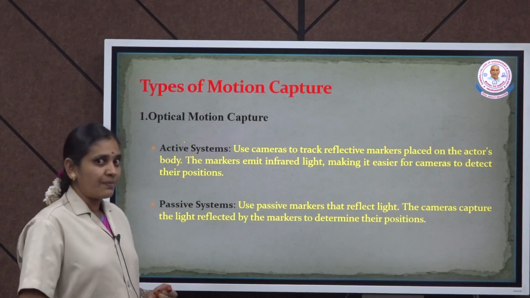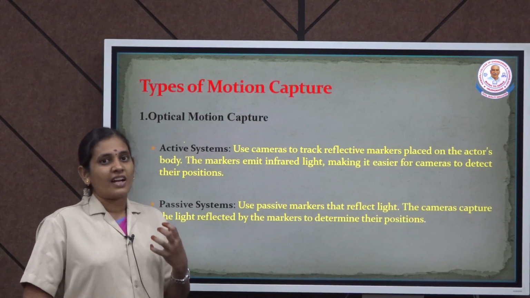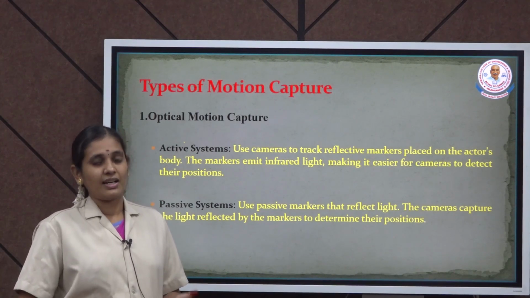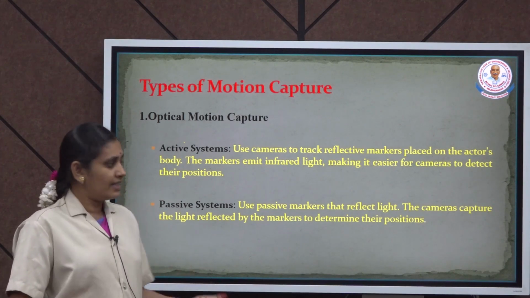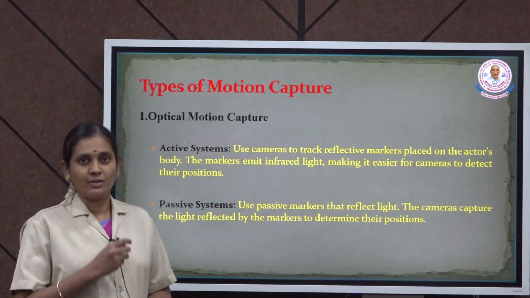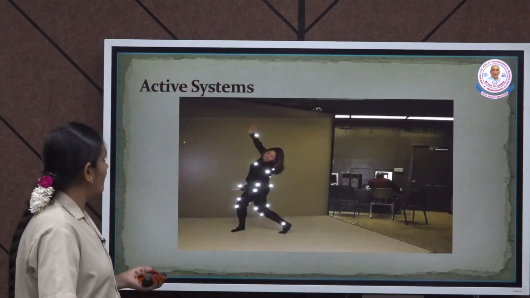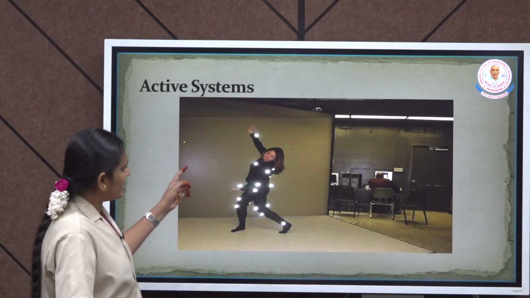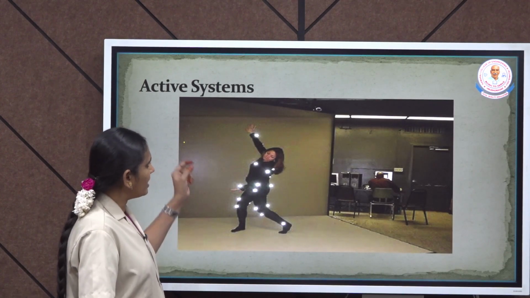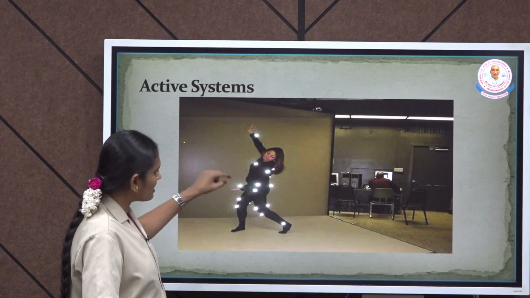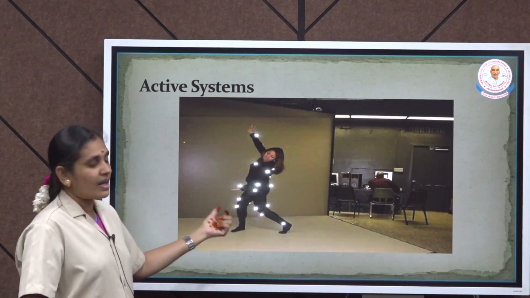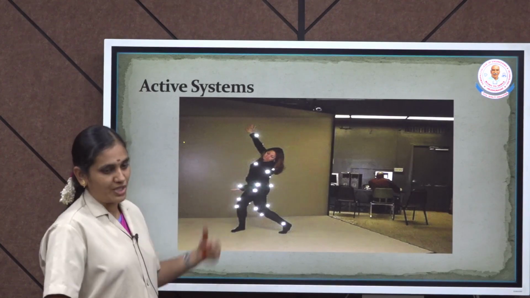In the passive system, the camera emits the infrared light. That light is reflected by the marker. Based on the reflection, the camera determines the position of the object. This is an example of an active system. We can see the suit worn by the actor. These are the markers. The markers themselves emit the infrared light. Based on this light, the camera captures the movement of the object.